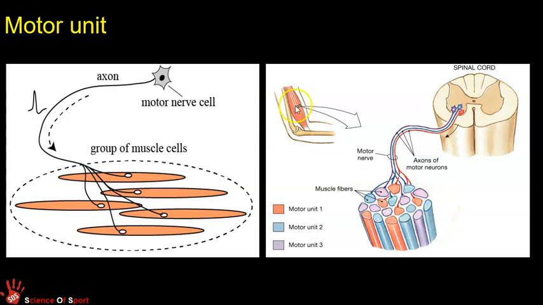Now, if I wanted this bicep to generate a very small force, I might only recruit motor unit 1. If I wanted it to generate a big force, if I was lifting a heavy dumbbell, I might recruit all 3 motor units. So I don't have to use all the motor units in any muscle at any time.